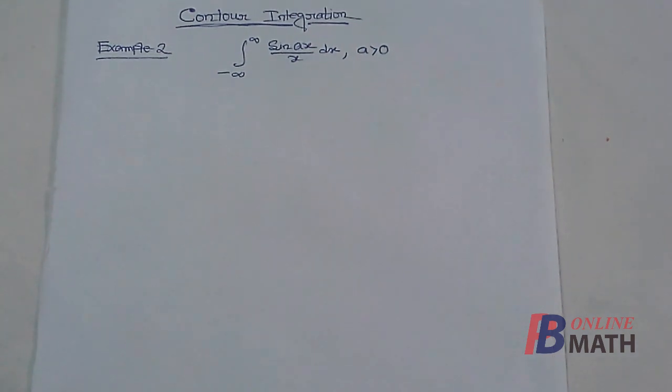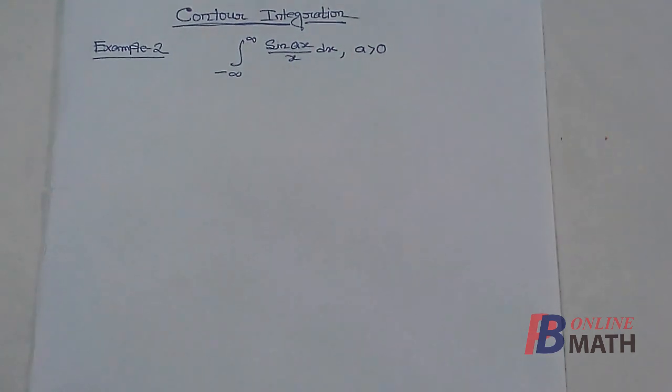In this part, we shall consider this real integral sin ax by x, where a is a real number, and for simplicity we assume that a is greater than 0. If a is less than 0, then we can take minus 1 common from sin of ax to make it positive. So we can assume that a is greater than 0. We shall evaluate this integral by using contour integration.